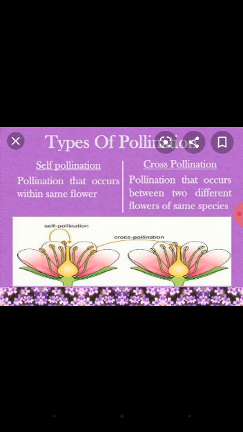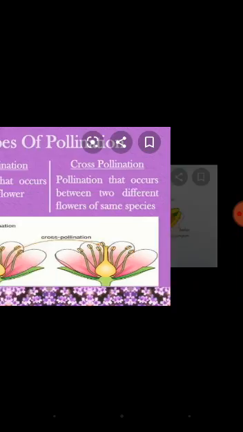Now let us take a look at types of pollination. Self-pollination is pollination that occurs within the same flower, and cross-pollination is pollination that occurs between two different flowers of the same species. As we can also look in this diagram and understand better.